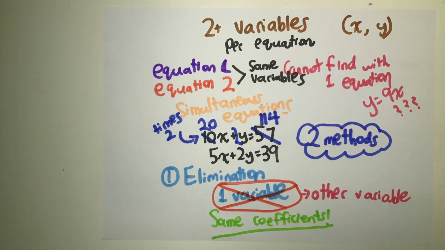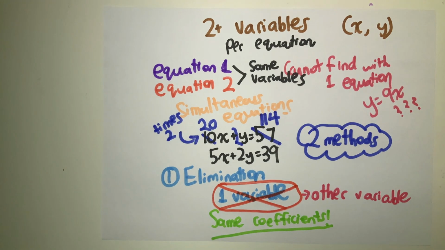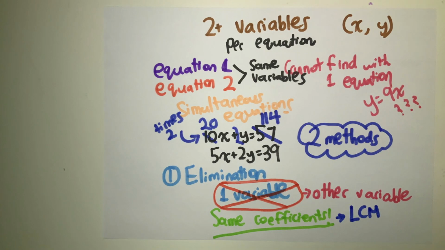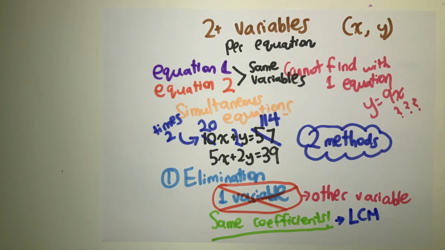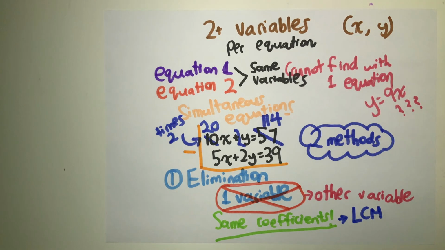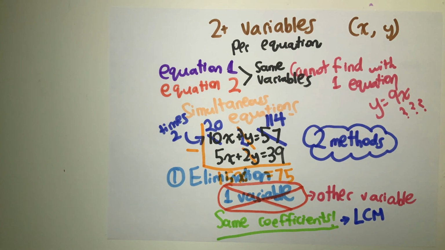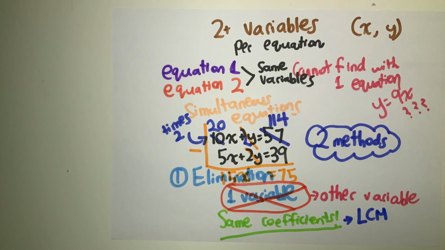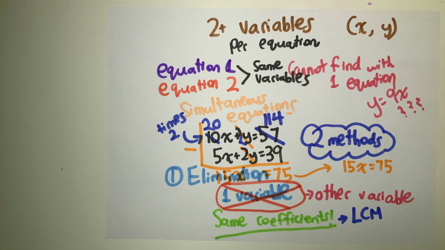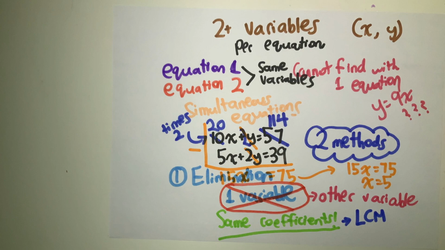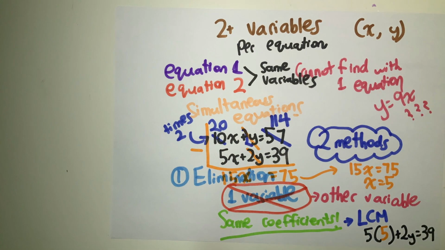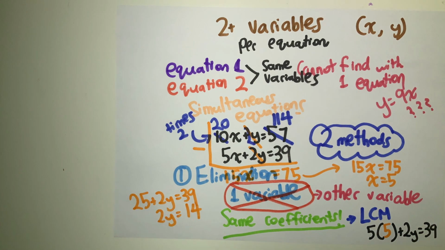Note that in order for the process of elimination to work, the coefficients have to be set as the least common multiple, LCM, of the coefficients, or a multiple of the LCM. Next, we add or subtract one equation from another, depending on what operation can eliminate the chosen variable. In this case, we subtract to obtain 15x is 75, so x equals 5. By substituting this value, we can obtain that y equals 7.